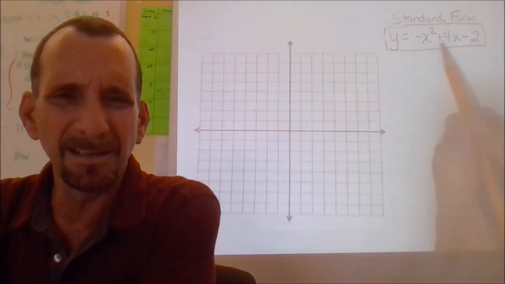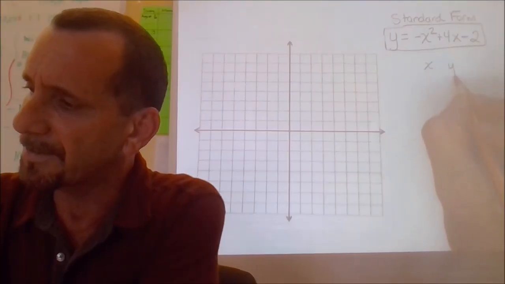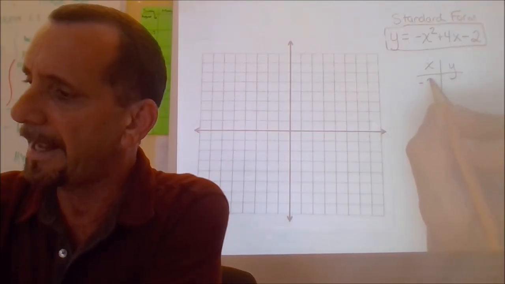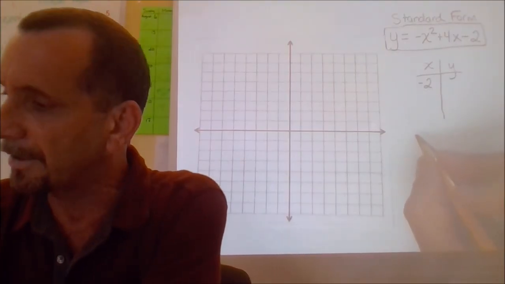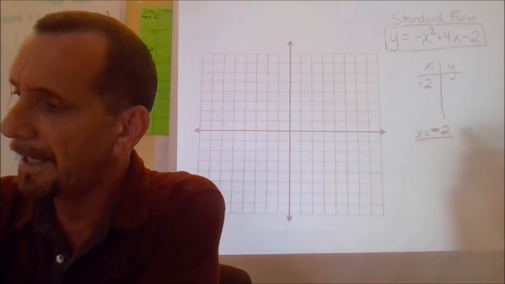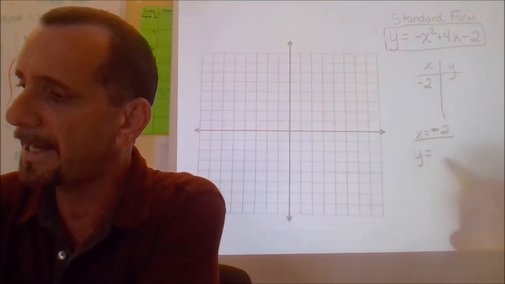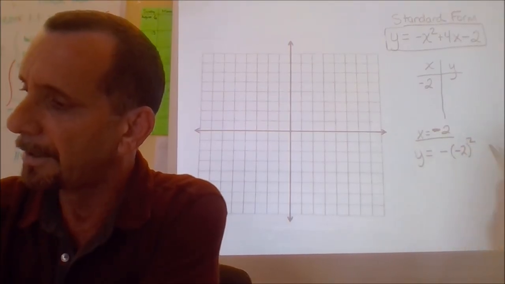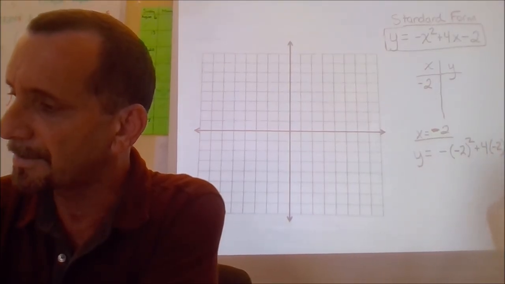So we know that this gets a little bit tricky, and I'm just going to plug in some values of x and y. I'm just going to look at when x equals negative 2. So I'm going to write this down. This is what we do when we say x equals negative 2, and I'm just going to see what happens at that point. y equals the negative of 2 squared plus 4 times negative 2 minus 2.